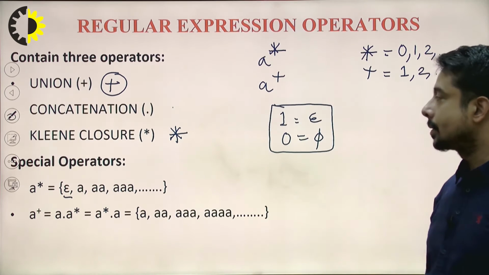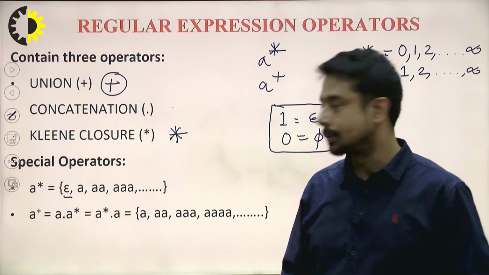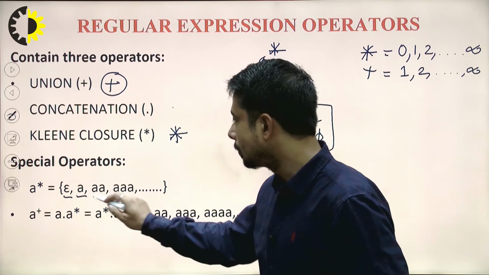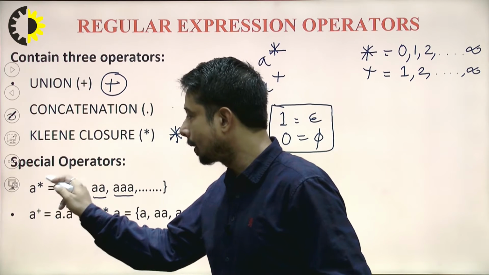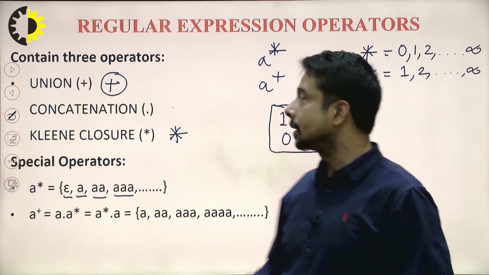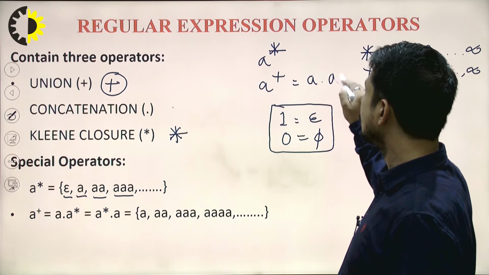Actually, this representation helps you in understanding a lot of basic identities in regular expressions. Therefore, a to the power 1 will be what? Single a. a to the power 2, double a. a to the power 3. Now, the only difference between a to the power Kleene closure and a to the power positive closure is that this epsilon will not be present in this case. So, I can simply write it as A dot A to the power Kleene closure.